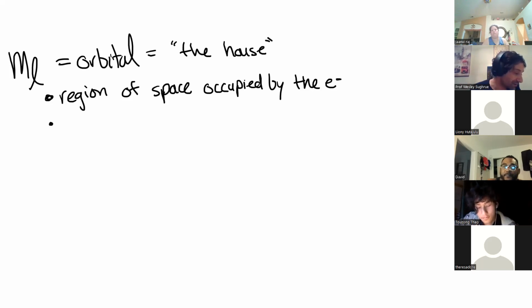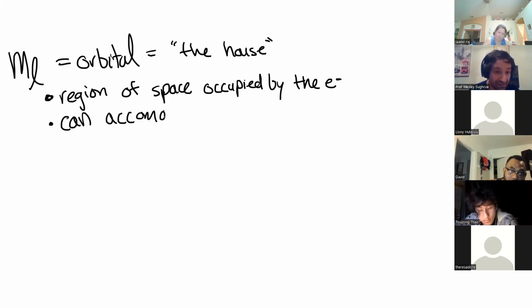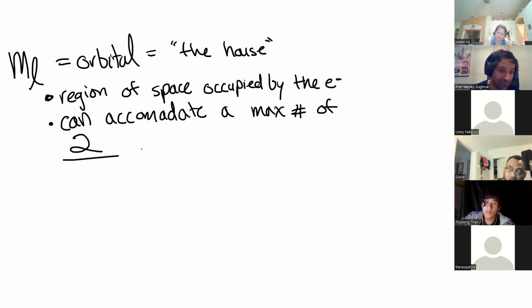So it's the region of space occupied. A house, like we said, can accommodate a max number of 2 electrons. The orbital can only hold up to 2 electrons. So an orbital only has 0, 1, or 2 electrons. Those are the only options available. It's either an empty orbital, an orbital with 1 electron, or an orbital with 2 electrons, and that's it. We know now that it's represented by the letter M sub L.